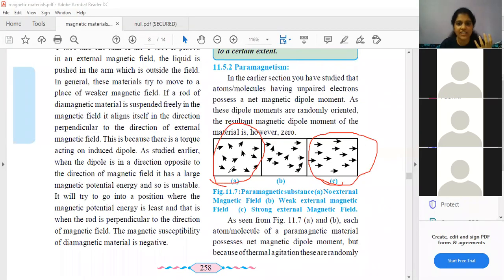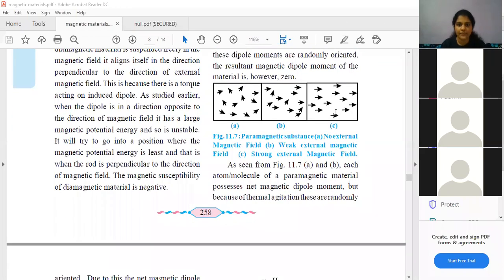In the first case, the net magnetic dipole moment is zero because all of them are in different directions and they cancel each other out. But in the last scenario, we can see a net magnetic dipole moment. So this point I've already explained. In the earlier section, you studied that atoms and molecules having unpaired electrons possess a net magnetic dipole moment. As the dipole moments are randomly oriented, the resultant dipole moment is, however, zero. So this is something that we already know.